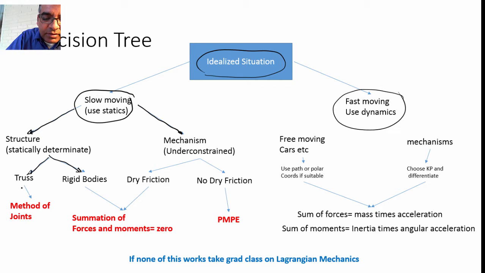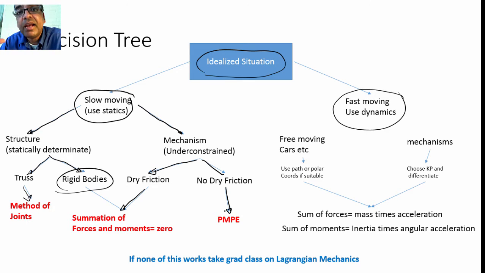If it is a truss, then your favorite choice is method of joints. That's the easiest one to do and you know how to do it. If it's rigid bodies, you draw a bunch of free body diagrams and do summation of forces and moments. So if you start out with the idealized situation and find out you're going to use statics, you have to decide whether it's a structure or a mechanism. If it's a mechanism, you have to ask yourself, how important is dry friction to this mechanism? If dry friction is important, you treat it exactly the same way as you treat rigid bodies. If dry friction is not important, then you can use the principle of minimum potential energy, which is a very clever way of getting things done.